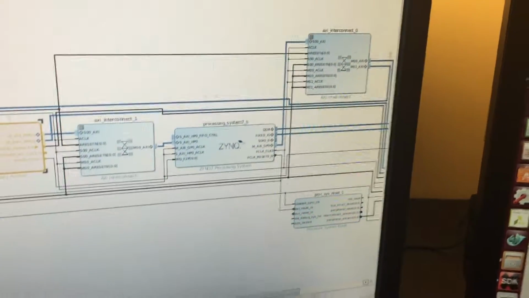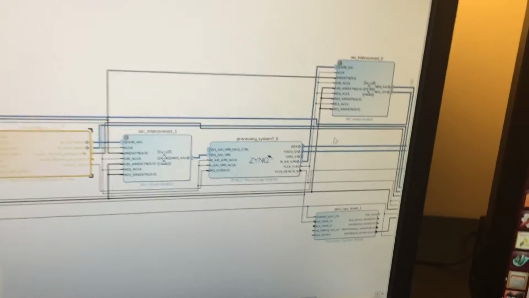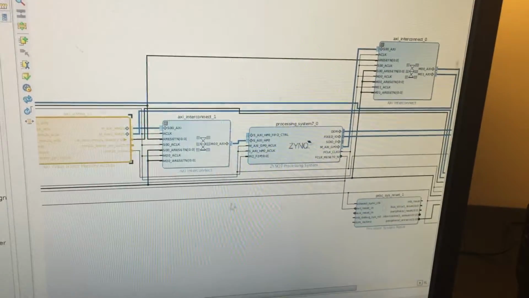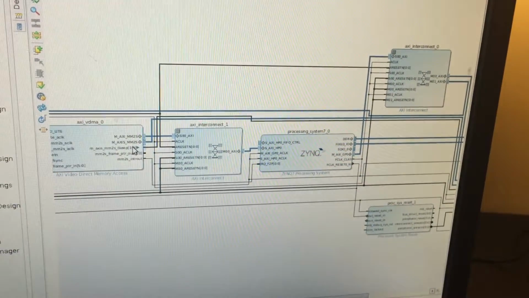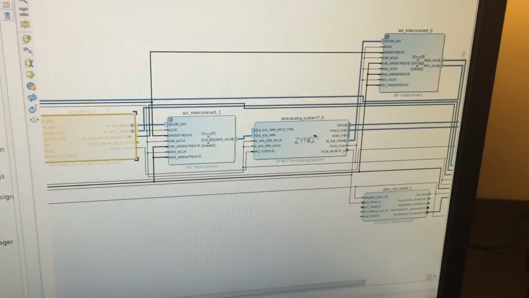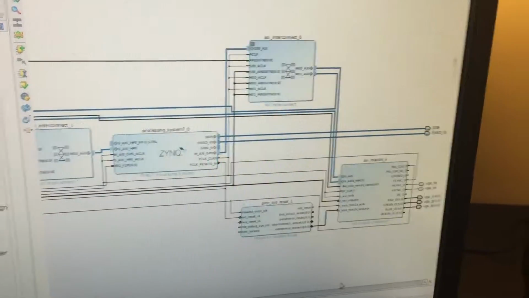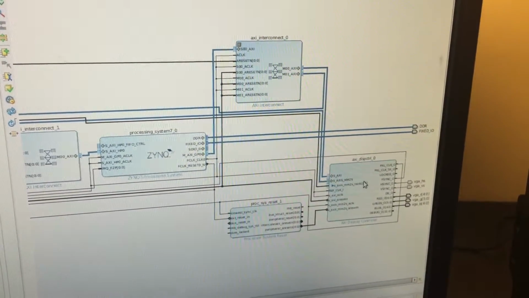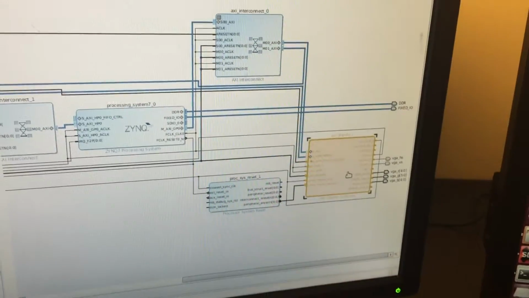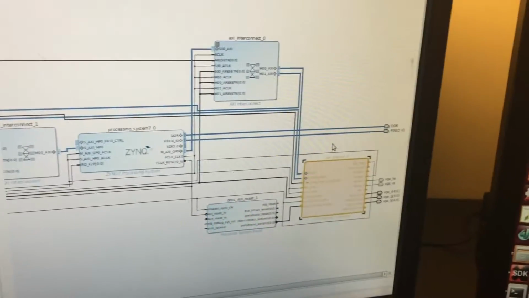Just briefly, I basically adapted their design into my design. So I'm using the VDMA, which, of course, I believe is something developed by Xilinx, but this here I believe is developed by Digilent, since it came with the Digilent base design.